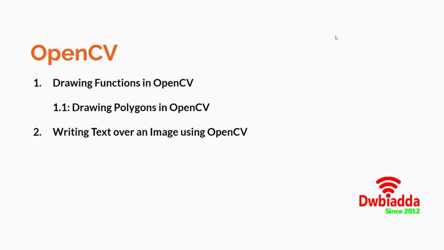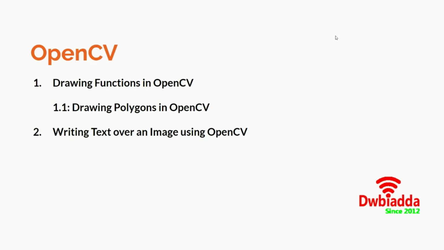Hello everyone, welcome back to the playlist on computer vision. In our last lectures, we were discussing OpenCV and we already saw how to open an image using OpenCV and how to draw certain basic shapes over an image using OpenCV as well. In this lecture, we will be discussing how to write text over an image using OpenCV and also how to draw polygons over an image.